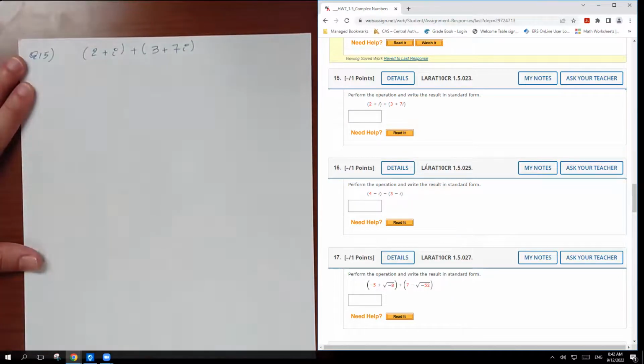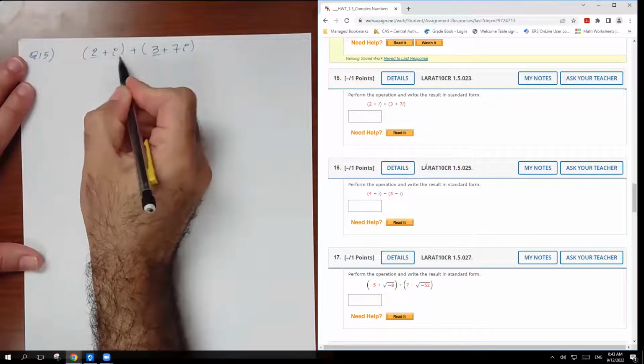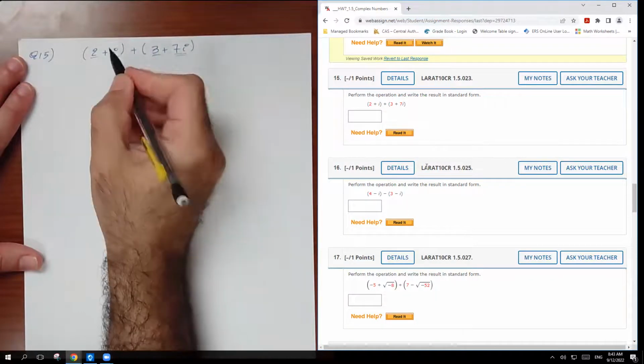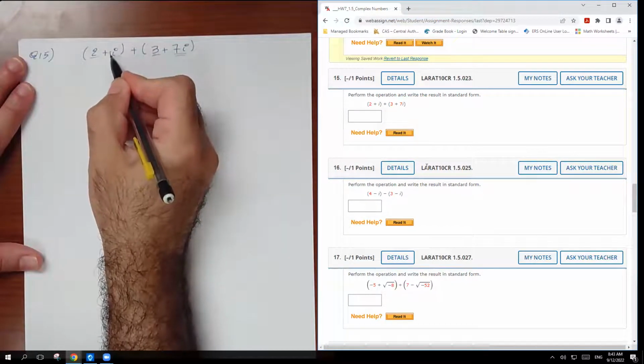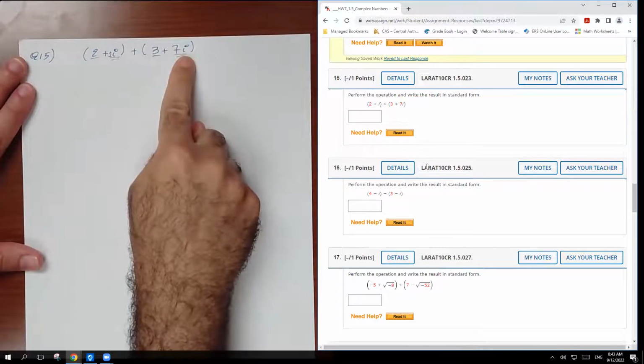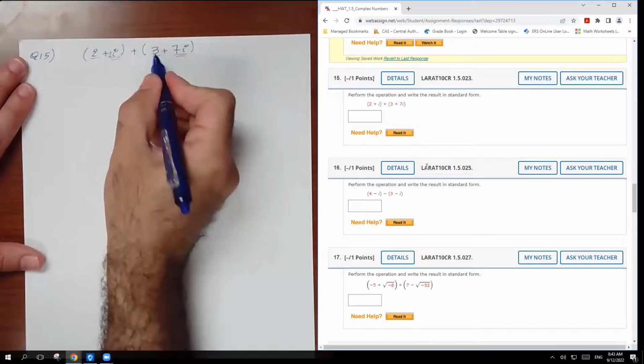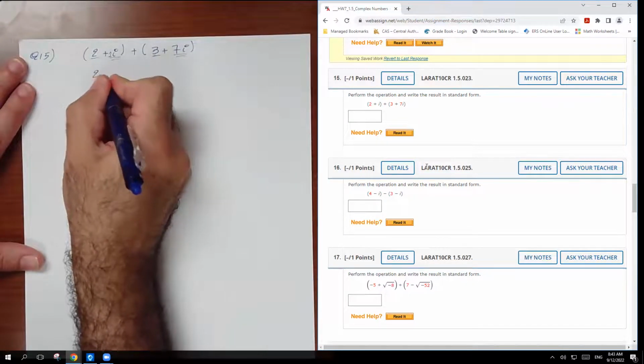So in this case, to add two complex numbers, you're going to add the real part and you're going to add the imaginary part. Be careful, there is 1 here. You're not going to add the i with the i, you're going to say i squared; this is going to be wrong. So you're going to add the real part, 2 plus 3.